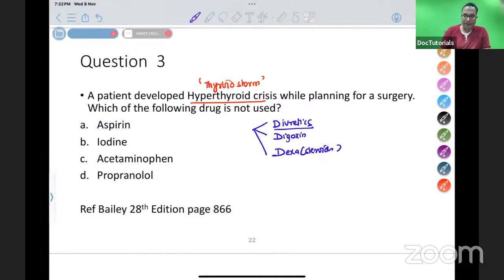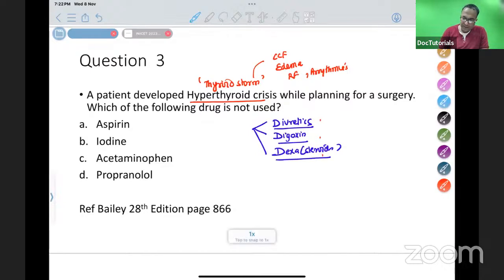So diuretics should be given, digoxin should be given, steroids like hydrocortisone will be given. These are three important drugs that will be given, because the patient will go for edema, CCF. Thyroid storm patients will develop congestive cardiac failure, edema, and they can go for renal failure. For such patients, we have to watch for arrhythmias. To manage all these problems, we have to give D, D, D, 3D. And we have to give the three drugs we use in thyroid.